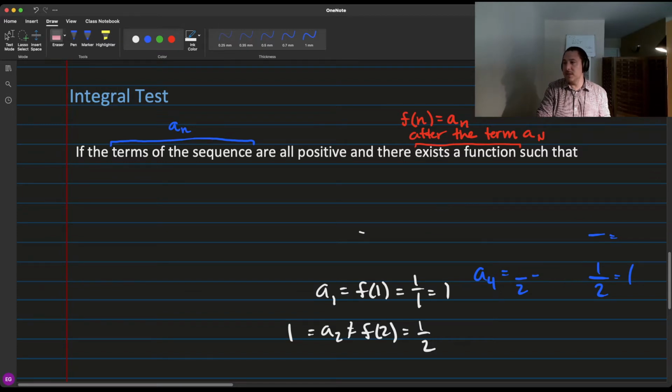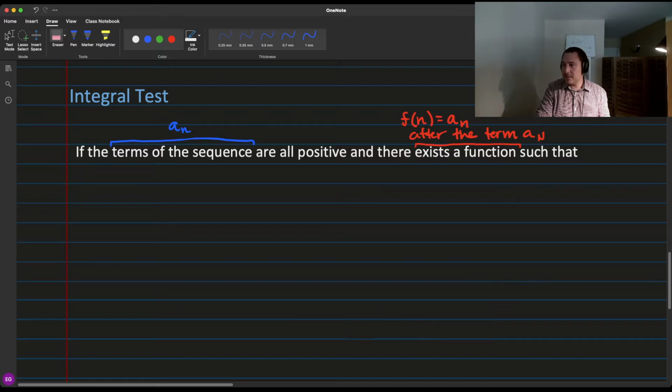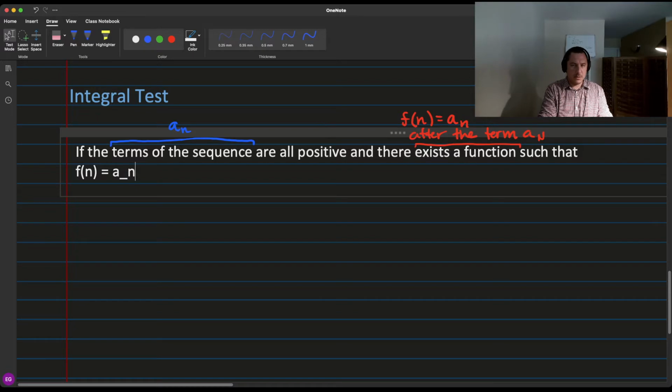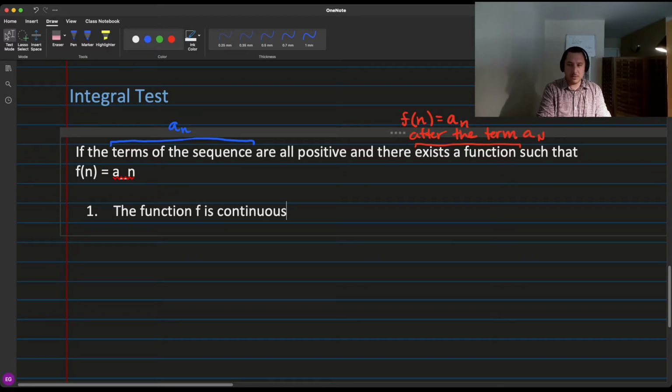So if the terms of the sequence are all positive and there exists a function such that f of n is equal to a_n, and there's more: f is continuous, the function f of x is continuous.